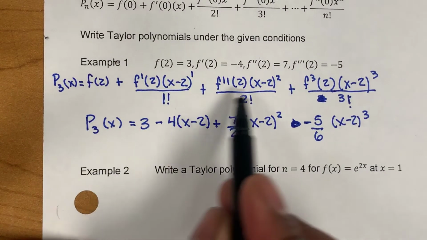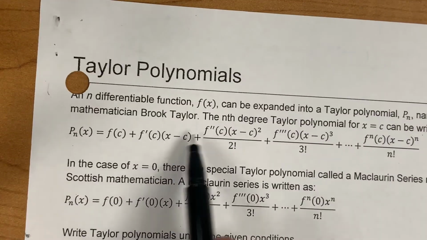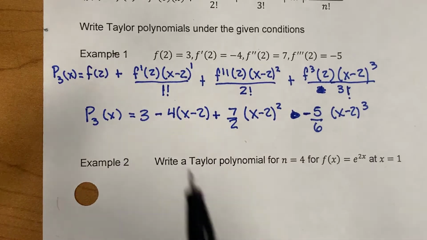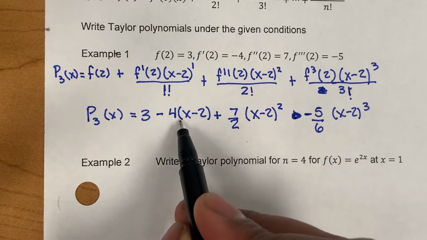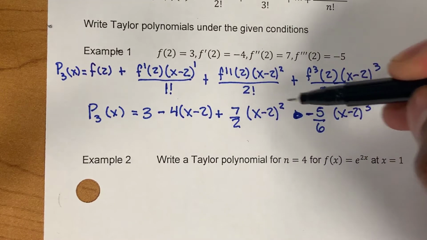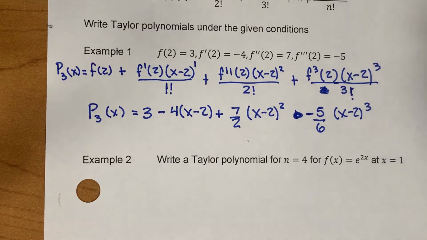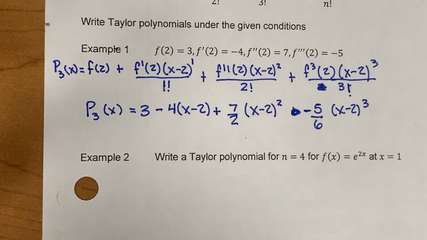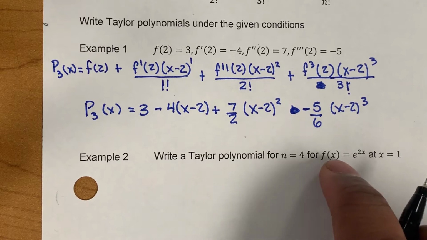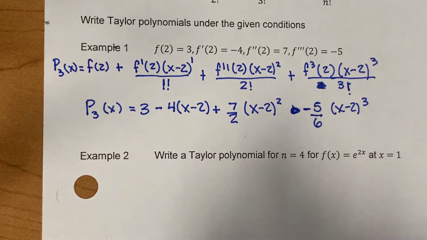So -5/6 times x minus 2 to the third power. This step is not necessary, but it does match the form of what we're doing right here. So our final answer is 3 minus 4 times x minus 2 plus 7 halves times x minus 2 squared minus 5/6 times x minus 2 cubed. For example 2, we have to write a 4th degree Taylor polynomial for f of x equals e to the 2x evaluated at x equals 1.